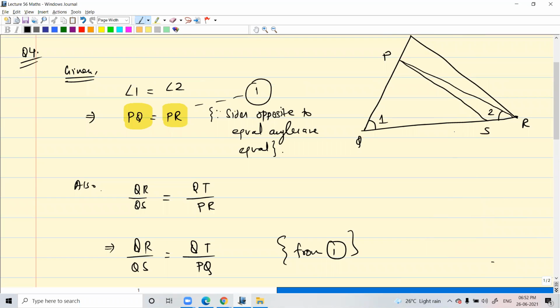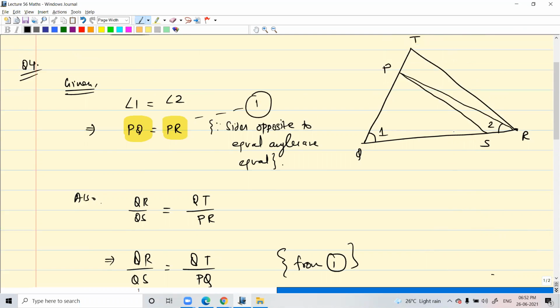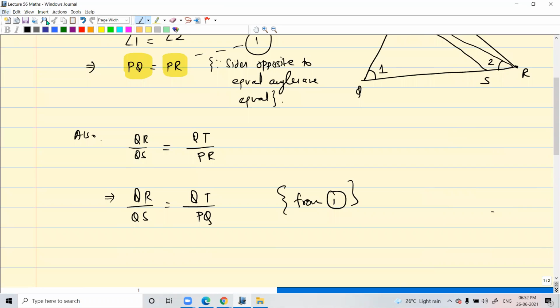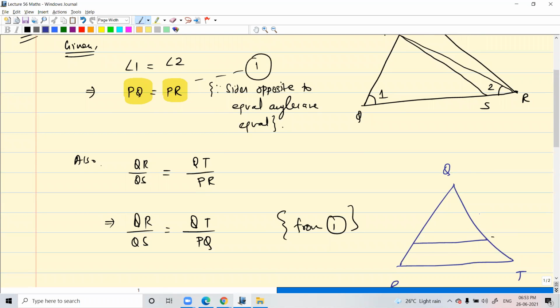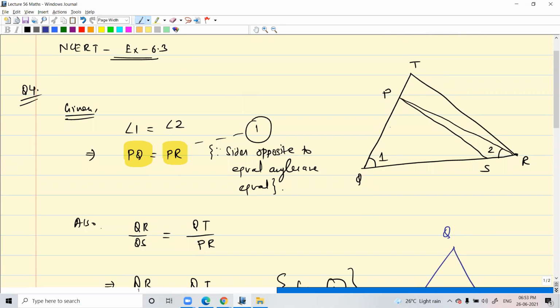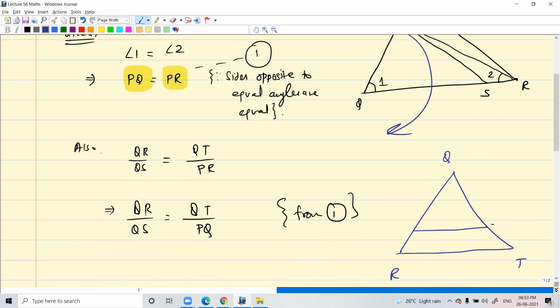So to make the figure look better, I will draw the figure in the normal form, which you are used to seeing. Let me draw the figure like this. So this is Q, R, and T, and the one which is parallel over here will be S and P. I have just tilted the triangle, moving it clockwise so that it becomes straight like this. Everyone understands what I'm trying to do here?